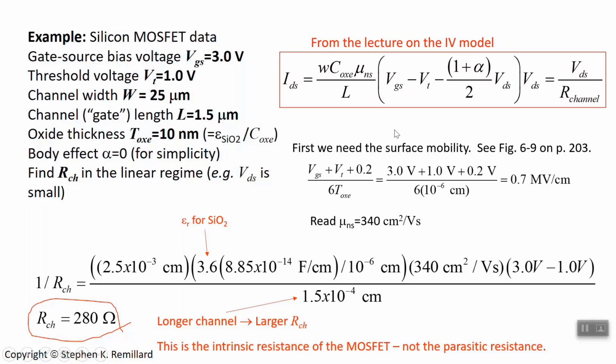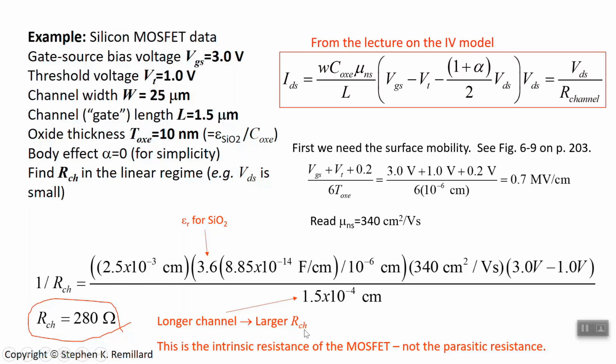Now, one quick thing I want to point out to you is the channel resistance, which is in the denominator on the left, is equal to an expression which has the channel length in the denominator on the right. In other words, you double the channel length, you double the channel resistance. That makes sense. Resistance is rho L over A. So for a really long channel, you have a really high channel resistance. For a really short channel, you have a really small channel resistance.